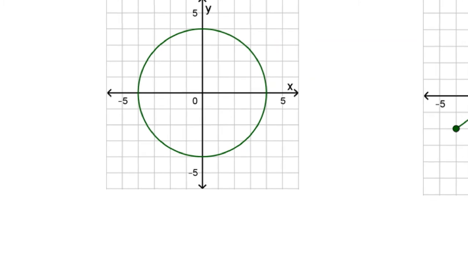Aha, circles. So this circle is going to be quite different in terms of its domain and range. This is the first one we've seen like this. This is the hardest one to write for a lot of people.